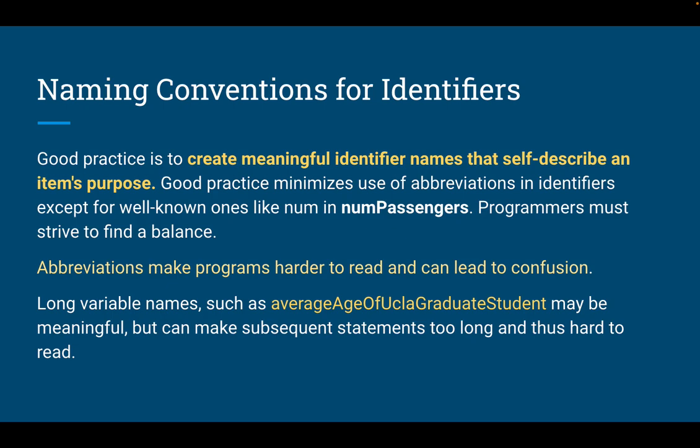Okay. So good practice is to create meaningful identifying names that self-describe an item's purpose. So if I had a bookstore, and in my bookstore I had a total of all of these different types of fees, I wouldn't want to create a variable that just said fee, and then have all these different types of fees. I would want some way to break those fees up into groups or types of fees. Maybe there is a late fee.